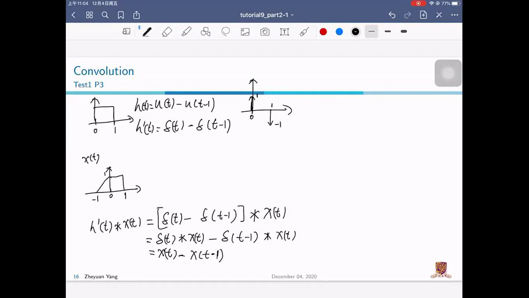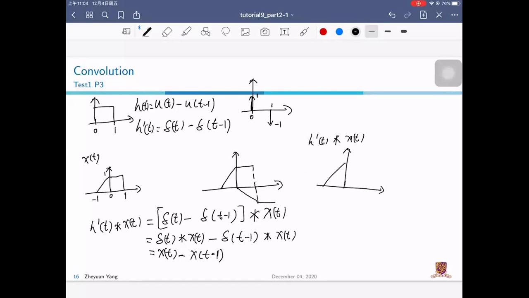So now we plot h'(t) convolved with x(t). It will look like this. At first it itself looks like this, and then we shift it by 1 unit and flip it. So we get h'(t) convolved with x(t), and it looks like this.